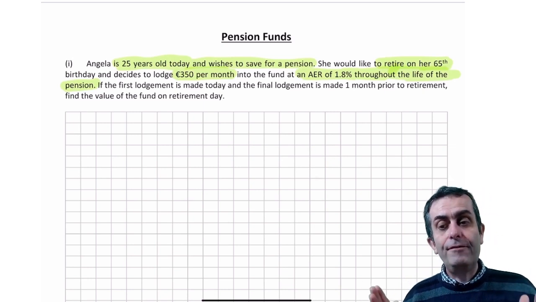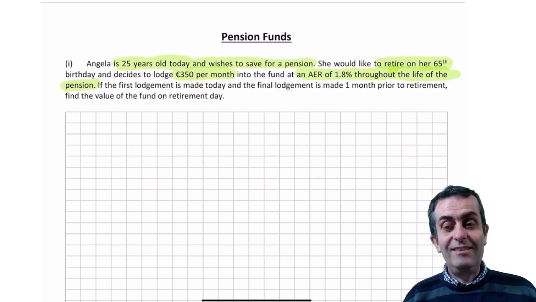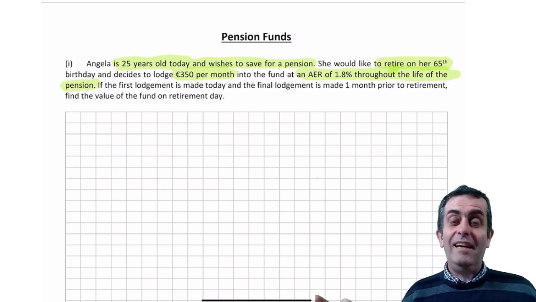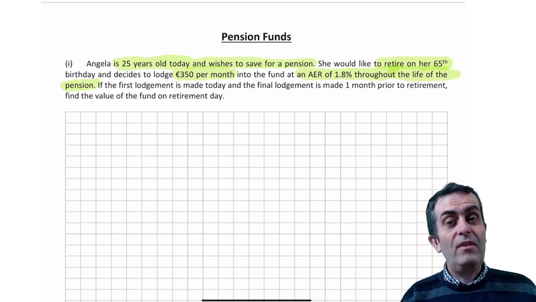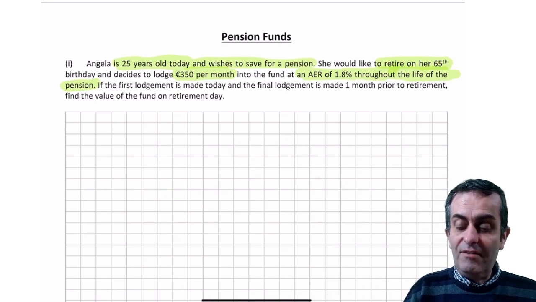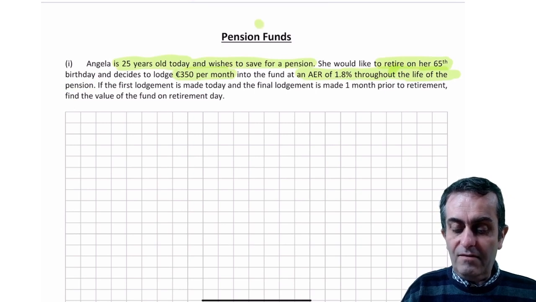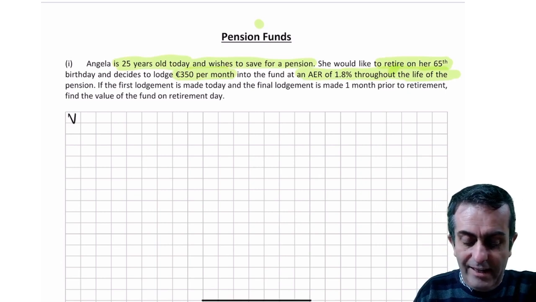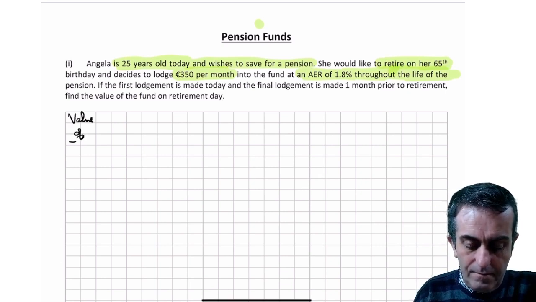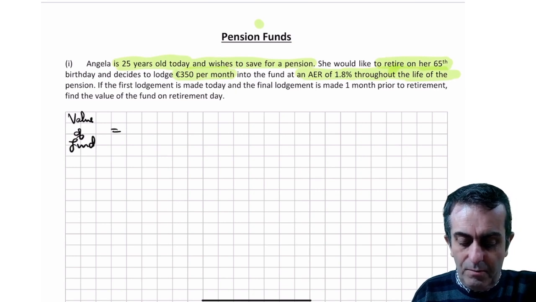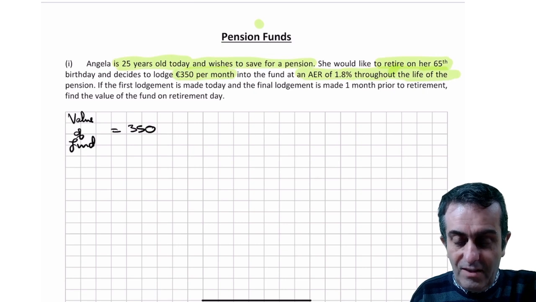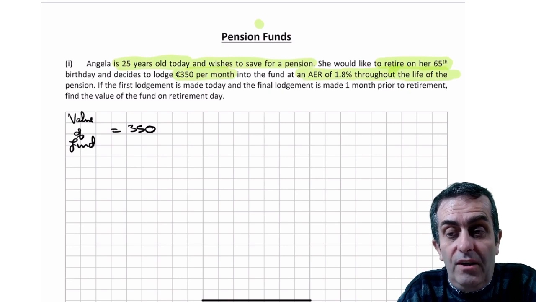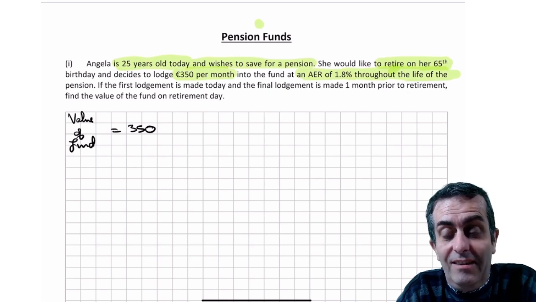So let's get going with this. First of all, they want to find the value of the fund on the day that she retires. Now, in our calculations, we're very simply looking at a situation where Angela is putting away €350 every month from now until retirement. So like the savings account in video number 1, we're looking at a situation where she's a regular saver. So the value of the fund is going to be 350. That's the amount that she's lodging every month. Now we're going to have to multiply that by 1 plus r to the power of the amount of time it's sitting in the account.